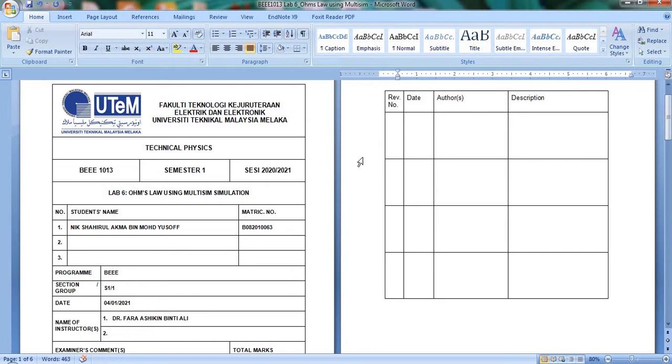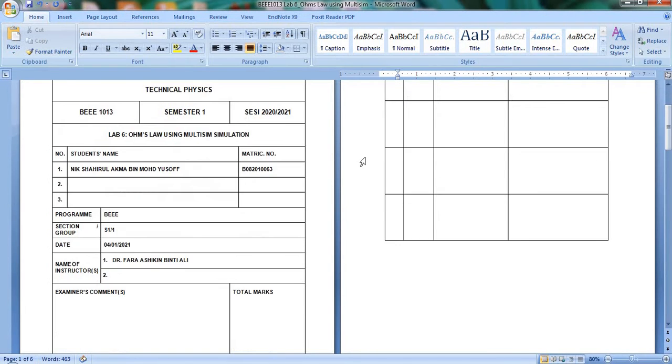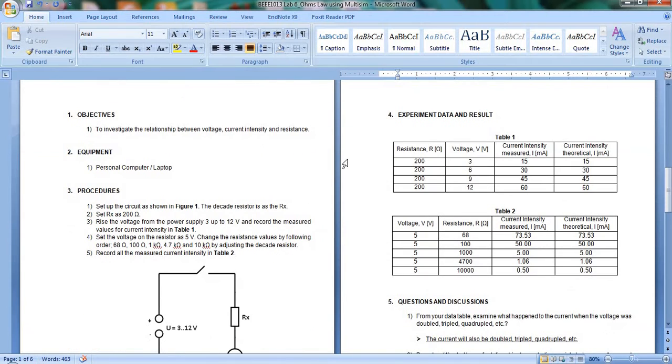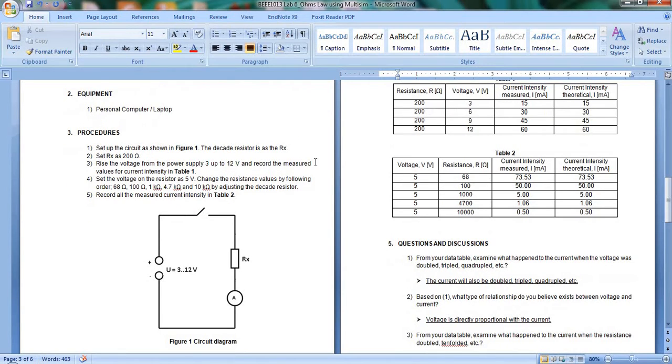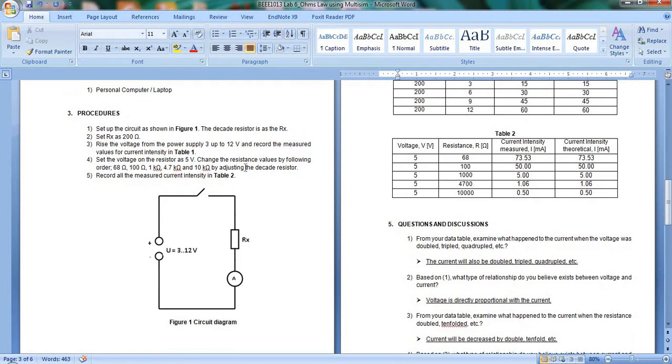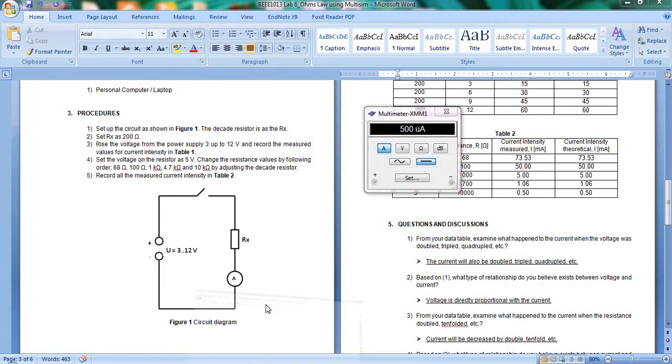Today for lab assessment, lab number 6 assessment. First, the objective of this lab is to investigate the relationship between voltage, current intensity and the resistance. First, according to this procedure, I need to construct the circuits according to this figure, and I have already constructed it, and this is the circuit.